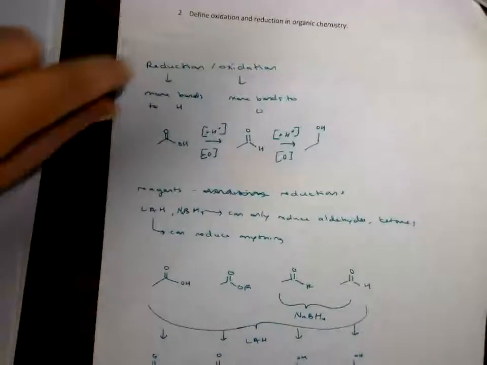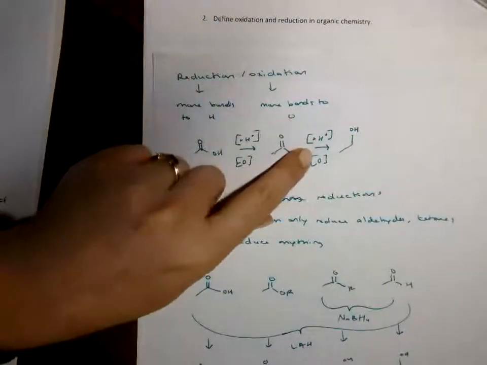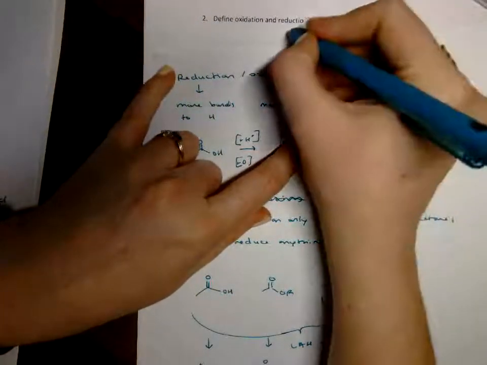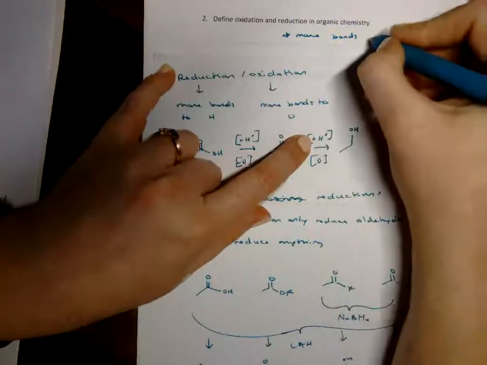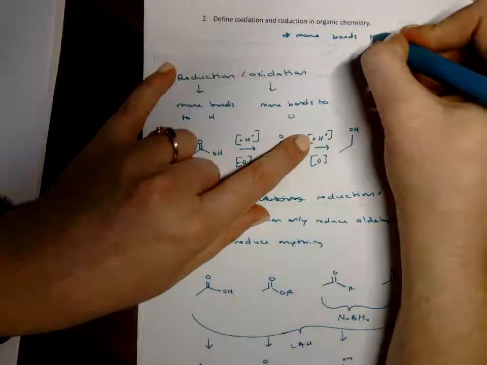Let's start in on the actual practice problem. So defining oxidation and reduction in organic chemistry, well, actually, I already did that. Oxidation is more bonds to oxygen, or another definition is more bonds to something more electronegative than carbon.